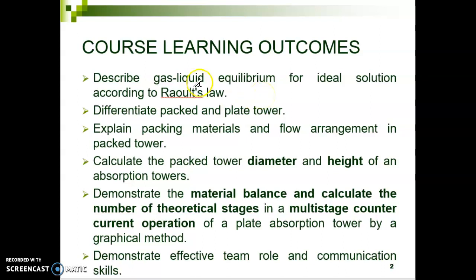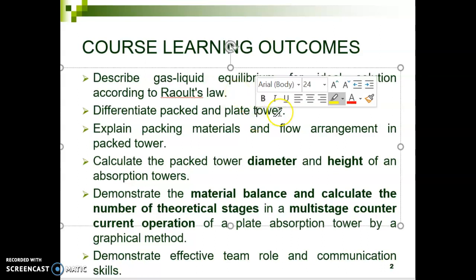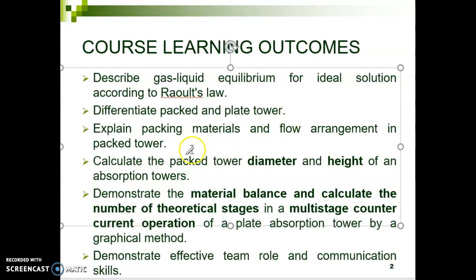First, you need to describe gas-liquid equilibrium for ideal solutions according to Raoult's law, and then you need to differentiate two different types of tower, which are the packed tower and the plate tower. And then you will need to explain the packing materials and flow arrangement that have been used in the packed tower. Then you need to calculate the packed tower diameter and height of an absorption tower. So these two things we will cover on the packed tower.